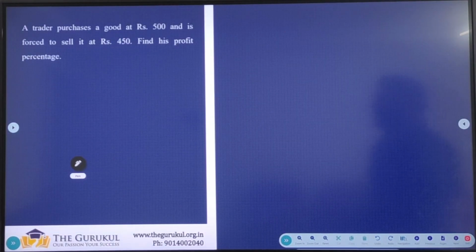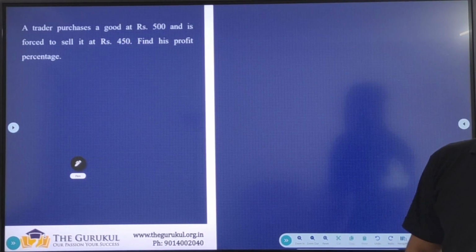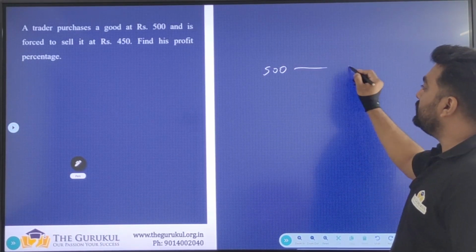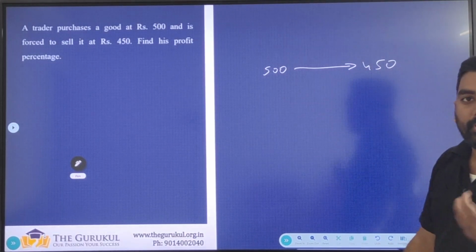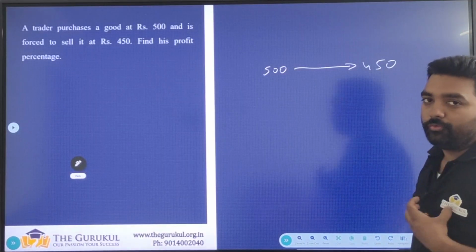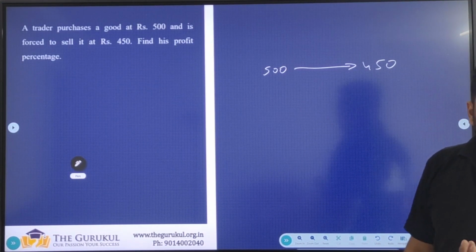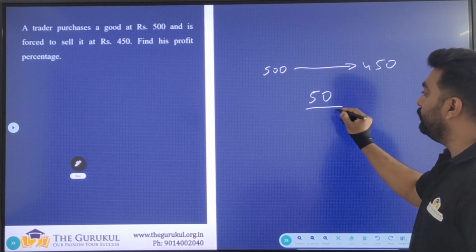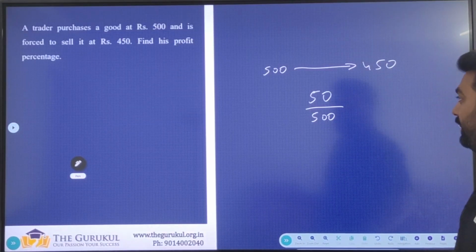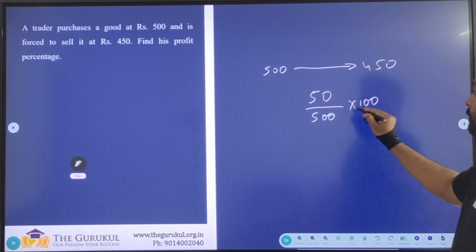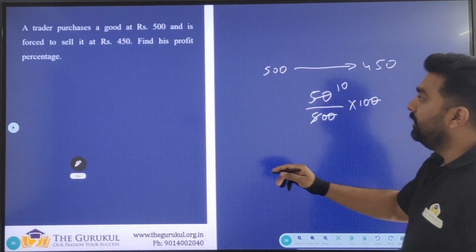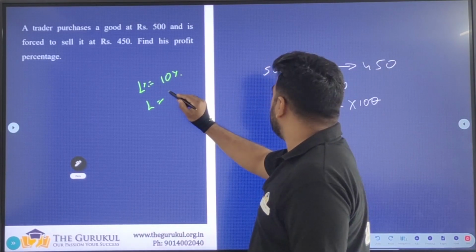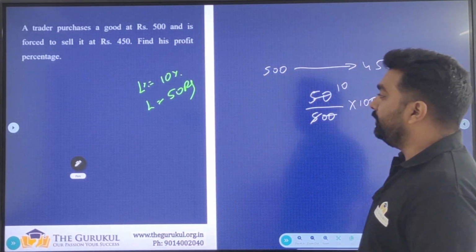Next. A trader purchases a good at 500 rupees. So he purchased for 500 and forced to sell it for 450. I purchased for 500. I sold for 450. Will I get profit or loss? Obviously loss. So I will get 50 rupees loss on what value? On cost price always. I want percentage multiplied with 100. So I'll get loss which is equal to 10% loss percent, and loss in terms of rupees is equal to 50.